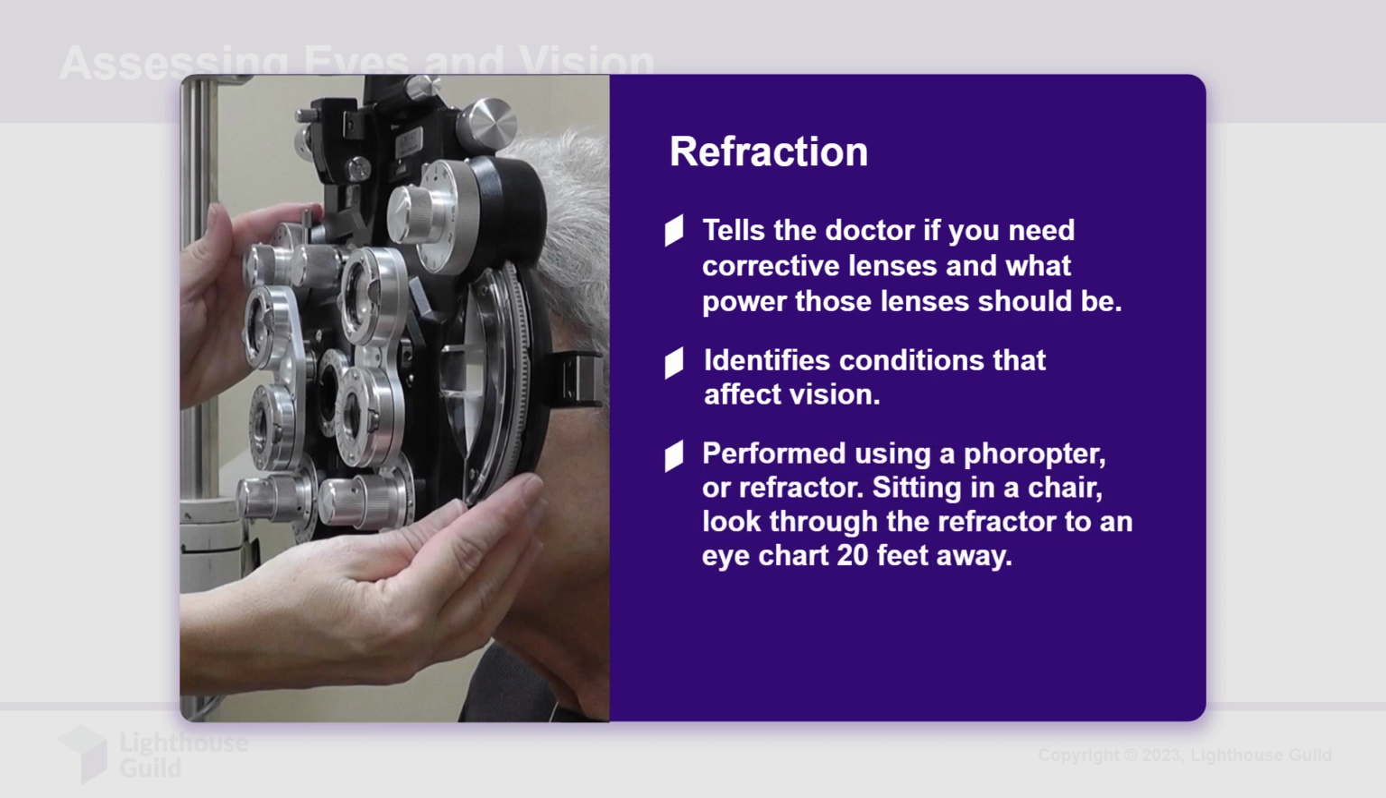The test is performed using an instrument called a phoropter, or refractor. Sitting in a chair, you look through the refractor at an eye chart 20 feet away. One eye at a time, the doctor will put lenses of different strengths into your view and ask if the chart appears more clear or less clear, or better or worse.